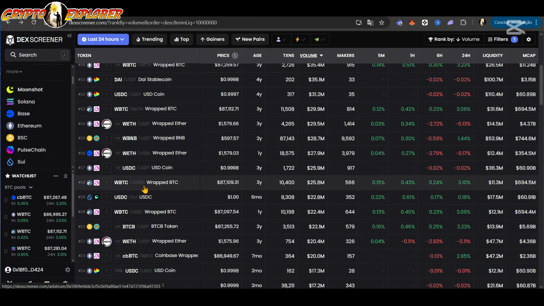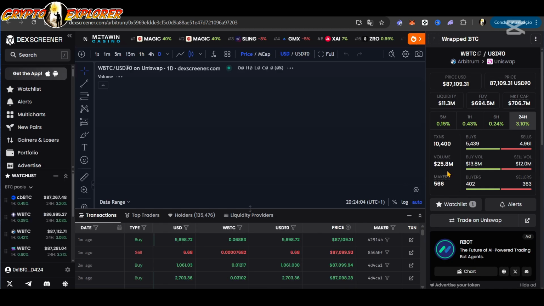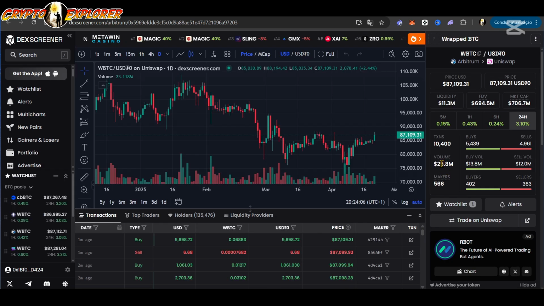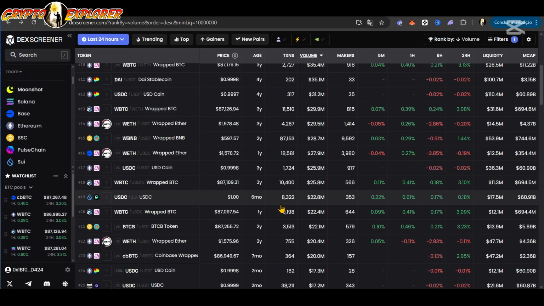But now it's just a matter of us scrolling through and seeing if we find something interesting. Let's check this one, wrapped Bitcoin paired with USDT on ARB. This is doing quite well when it comes to volume to liquidity ratio. It's already on my watch list, but you get an idea. If it's not on your list, you can add it as easy as just a couple of clicks.